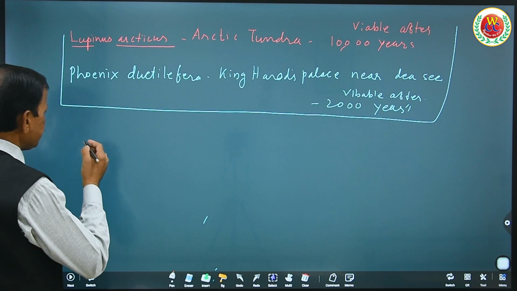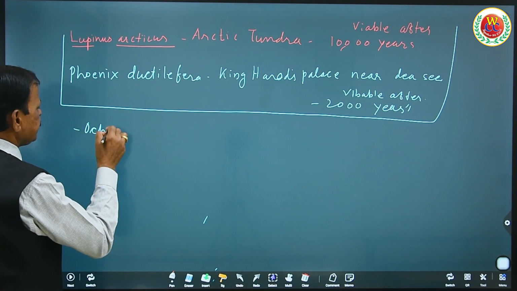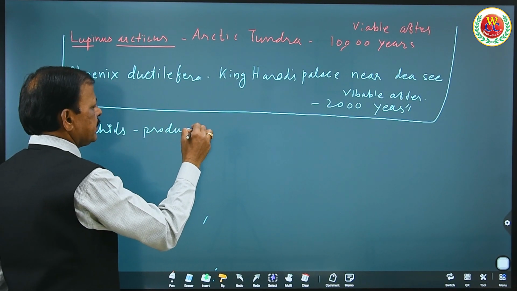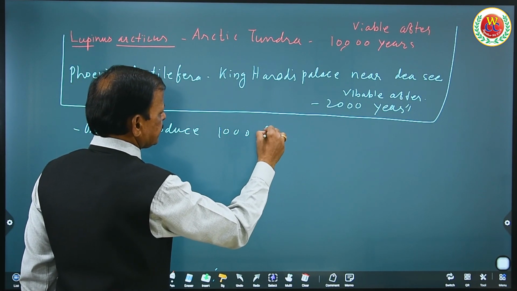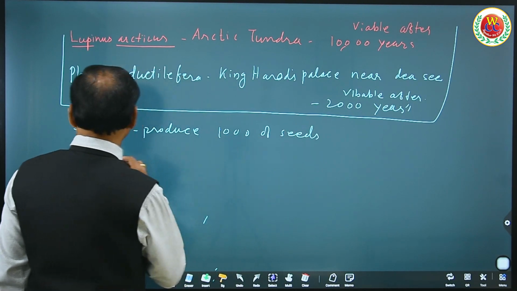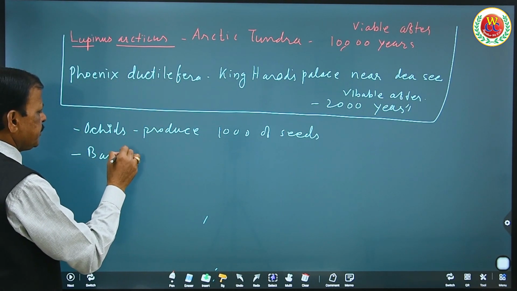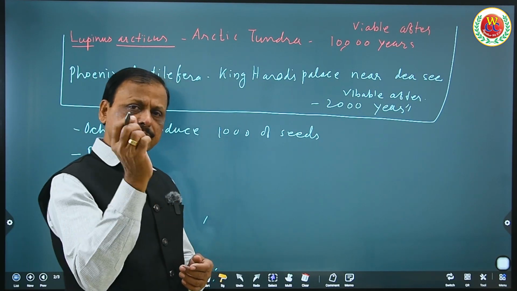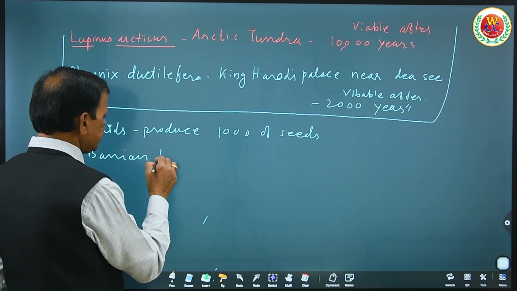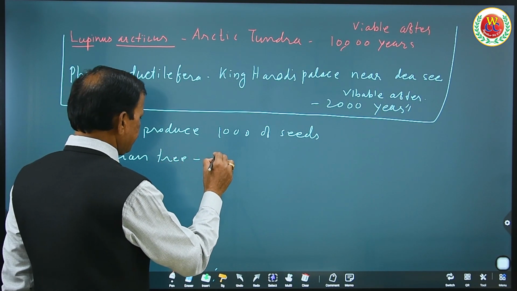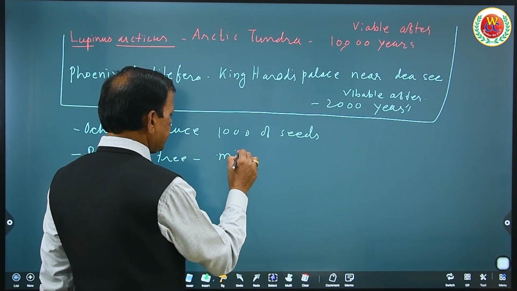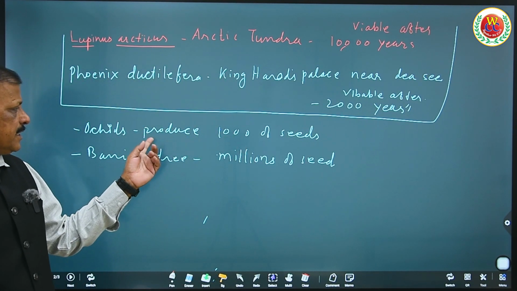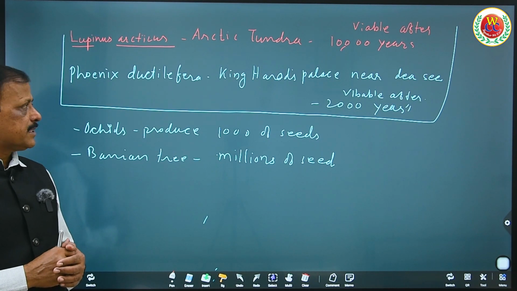How many seeds can be produced? Orchids produce thousands of seeds, and even the banyan tree, you would know that in the fig fruit, inside it has mustard-like seeds, small size seeds. The banyan tree could produce millions of seeds, or billions of seeds. These two things can be asked in NEET, and therefore I have concentrated here.